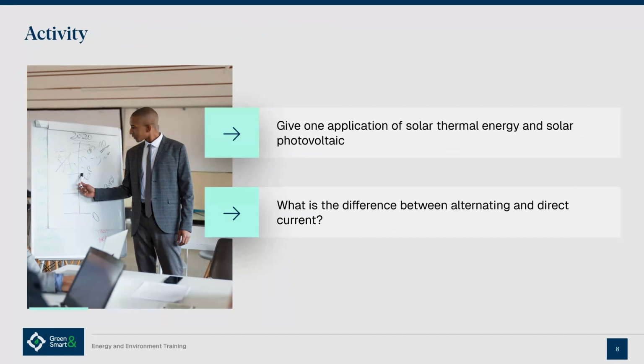Let's pause here for our first activity. Take a moment and think of one application of solar thermal energy you've seen. Maybe it's a solar water heater or a crop dryer. Now, think of one application of solar PV, perhaps a solar lantern, a solar-powered phone charger, or a solar borehole pump. If you're watching in a group, share your answers with each other. If you're watching alone, just say your examples out loud.